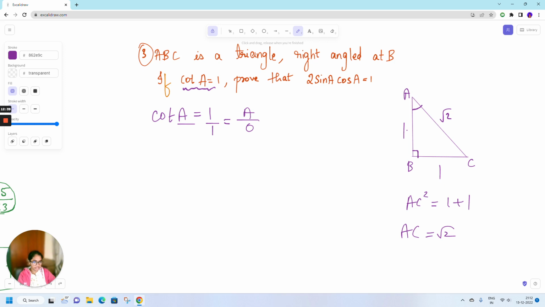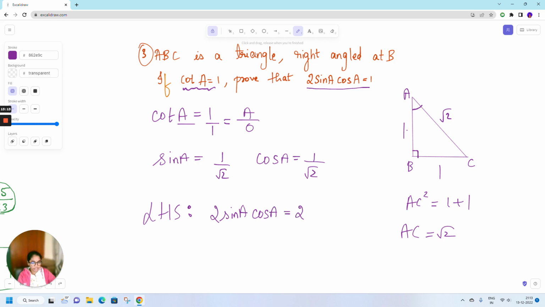Now using the same triangle, can we write sine A? What is sine A? Opposite by hypotenuse, that is 1 by root 2. What is cos A? Cos A is adjacent by hypotenuse, that is 1 by root 2. Now, from the given question, let me take only the LHS. What is the LHS? It is 2 sine A into cos A. So I would get 2 into 1 divided by root 2 into 1 divided by root 2.